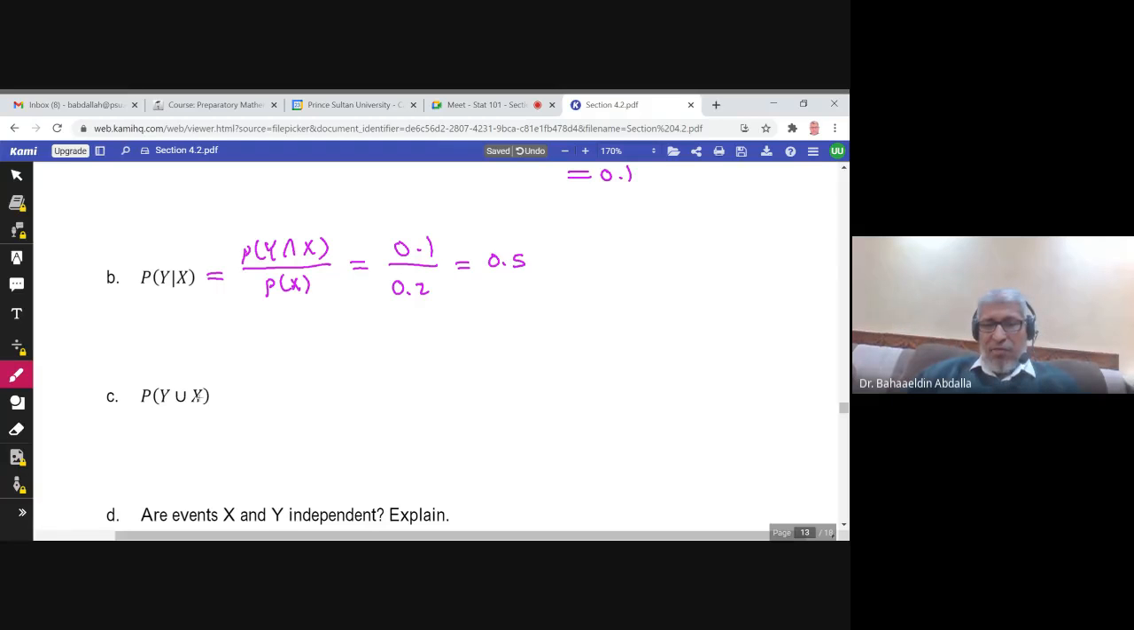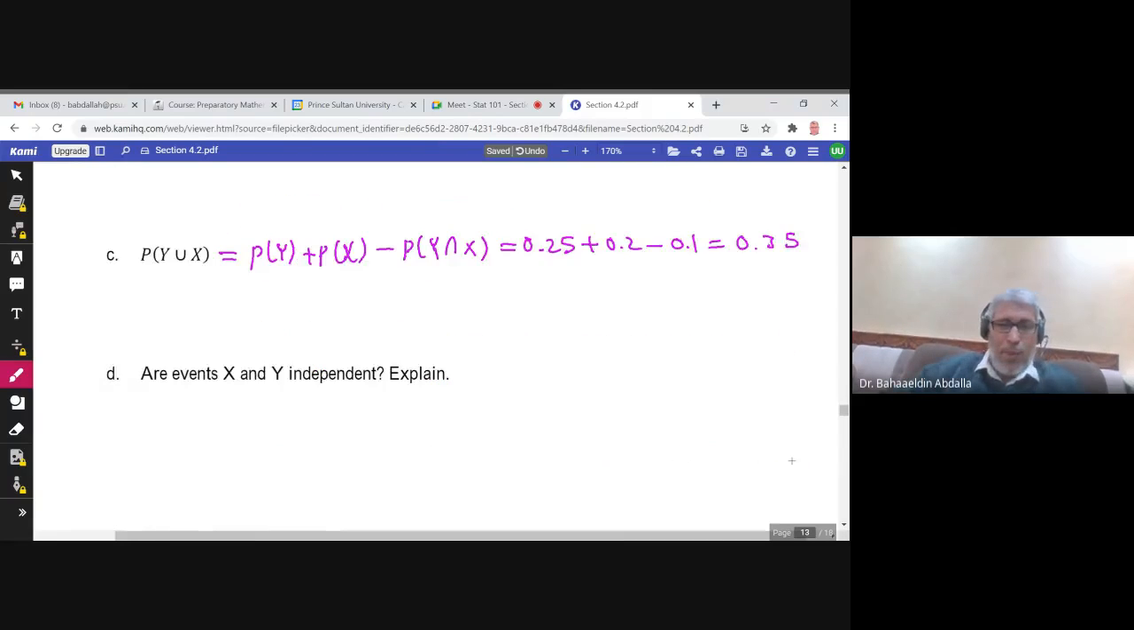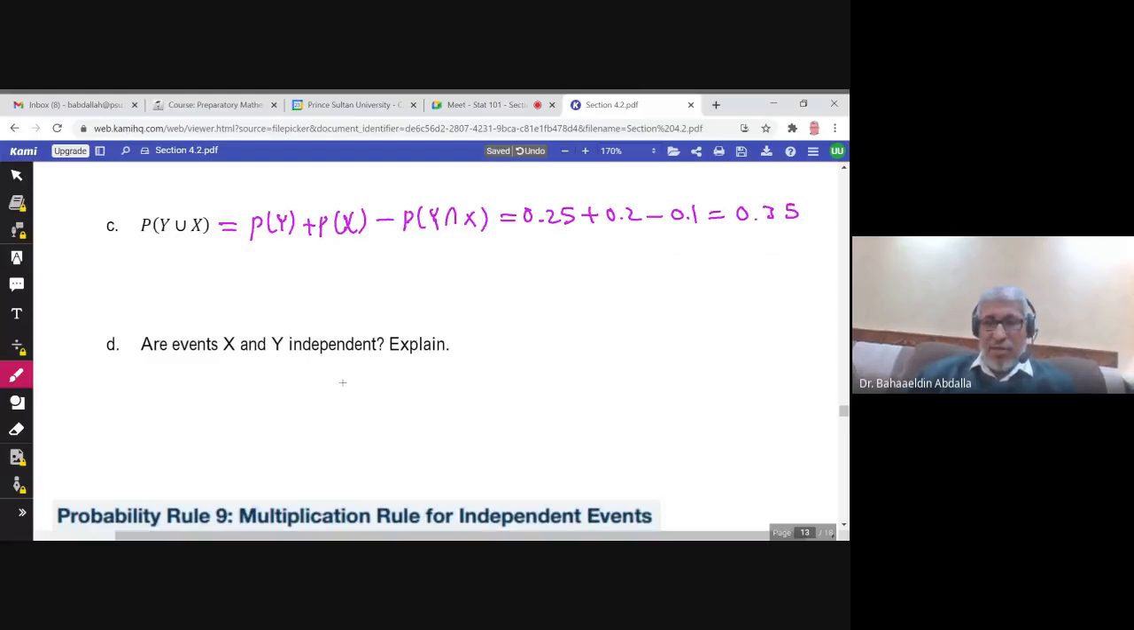Find the probability of Y union X. By definition, it is probability of Y plus probability of X minus probability of Y intersection X. This is the formula, addition rule. Probability of Y is 0.25. Probability of X is 0.2 minus probability of the intersection, which is 0.1. So the answer is 0.35.